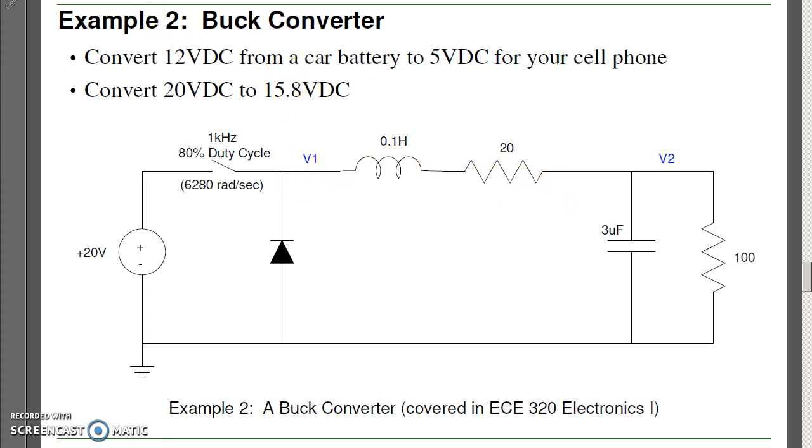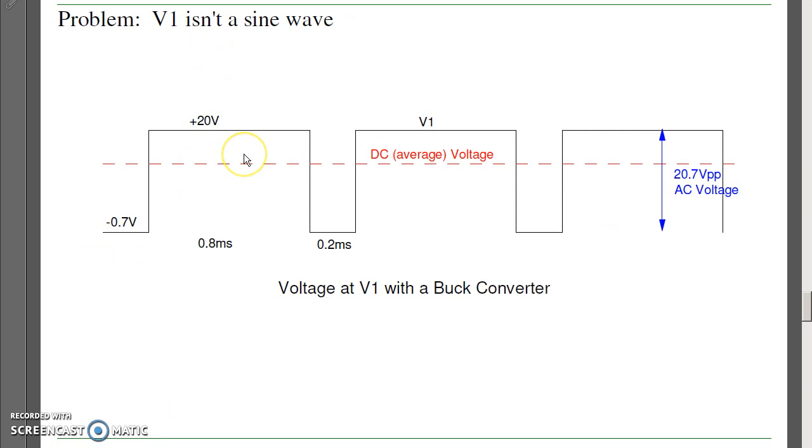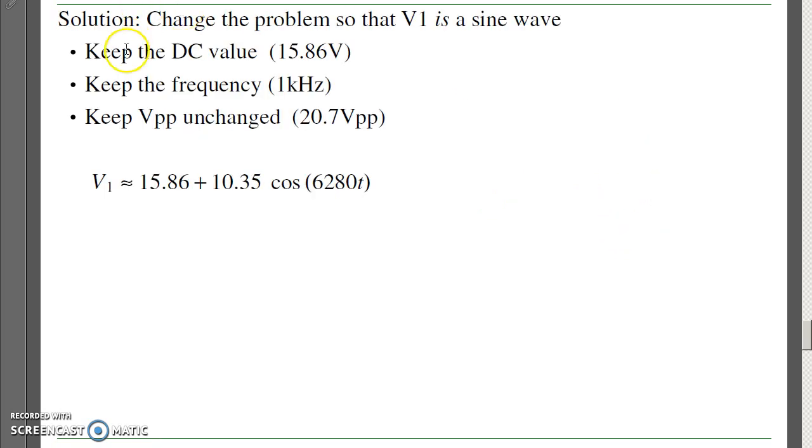So what we're going to do is change the problem. This is what V1 looks like. It's got a DC term. It has a 1 kilohertz time varying signal. And the peak-to-peak voltage is 20.7 volts. So let's pretend that the input has the same DC value, 15.86 volts, and a 20.7 volt peak-to-peak ripple at 1 kilohertz. Pretend this is the input.